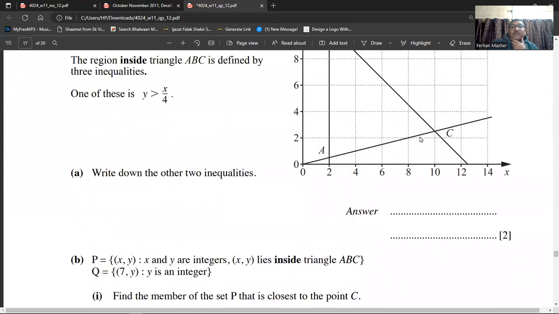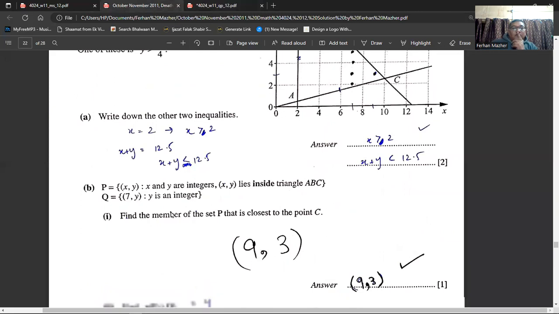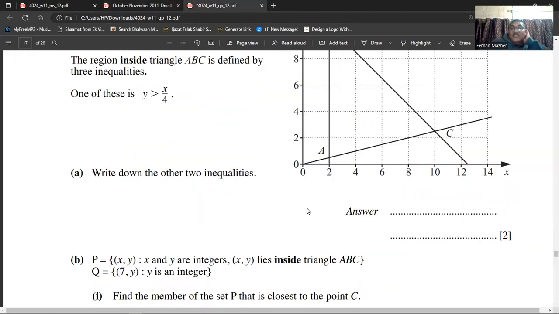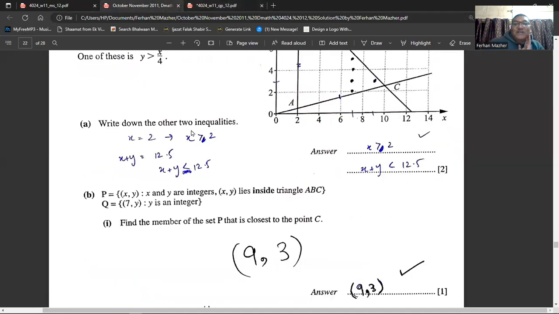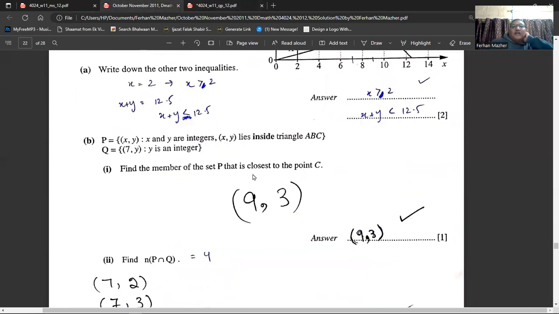Closest to the point C will be, I think, 7 comma 3. Sorry, I said 7. This is not 7. This is 7, and this is 9. So this point is 9 comma 3. Sorry, 9 comma 3. This is that point, 9 comma 3.